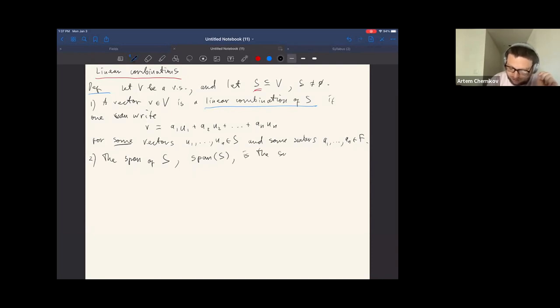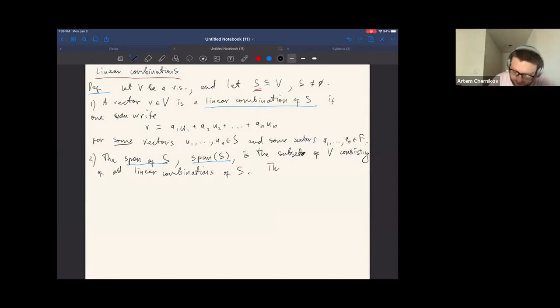This is the subset of V consisting precisely of all linear combinations of S. Okay. So we look at all vectors that can be obtained as linear combinations of S, and we collect them all together in this set.